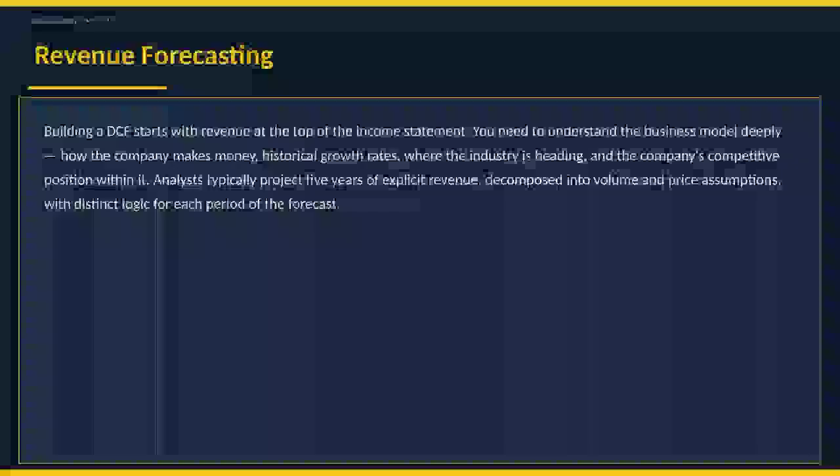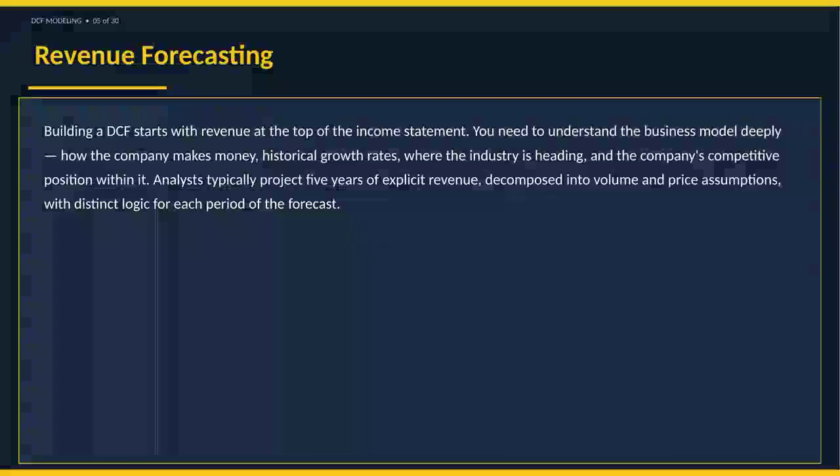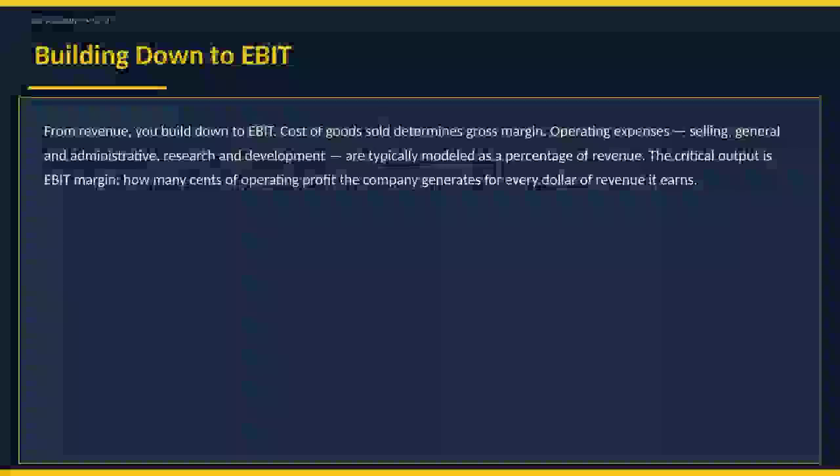Building a DCF starts with revenue at the top of the income statement. You need to understand the business model deeply, how the company makes money, historical growth rates, where the industry is heading, and the company's competitive position within it. Analysts typically project 5 years of explicit revenue, decomposed into volume and price assumptions, with distinct logic for each period of the forecast. From revenue, you build down to EBIT, cost of goods sold determines gross margin.